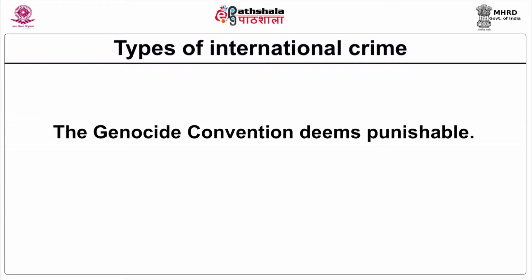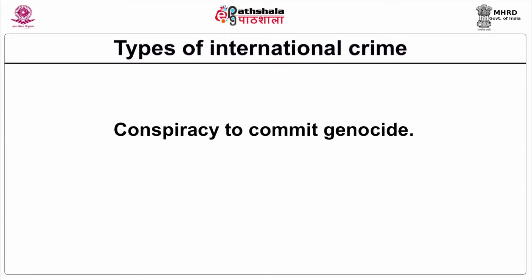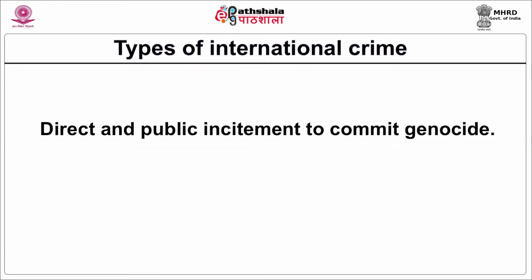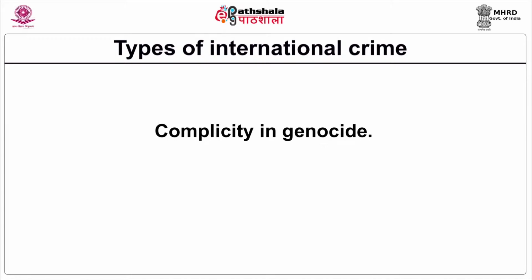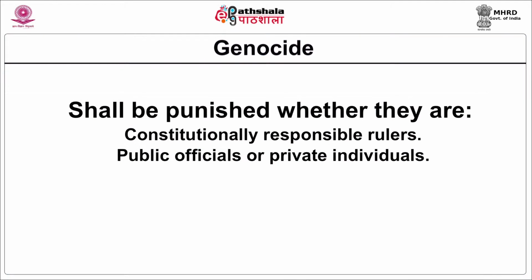The Genocide Convention deems punishable genocide, conspiracy to commit genocide, direct and public incitement to commit genocide, attempts to commit genocide, and complicity in genocide. It provides persons committing genocide or participating in any way with the act of genocide that they should be punished, whether they are constitutionally responsible rulers, public officials, or private individuals.